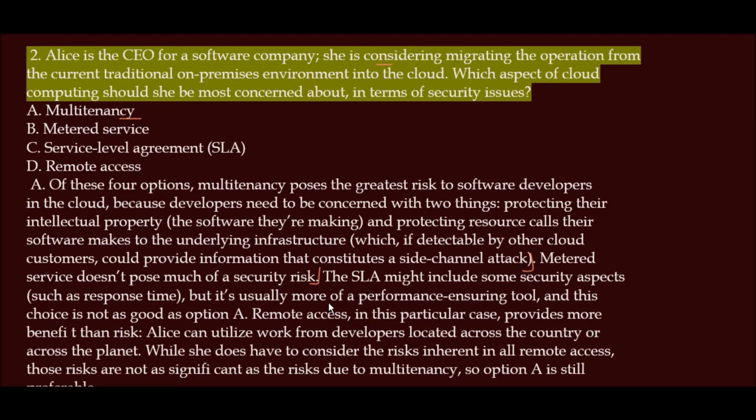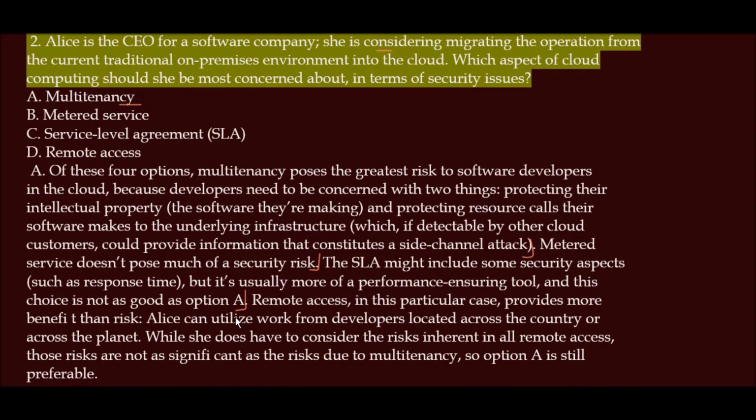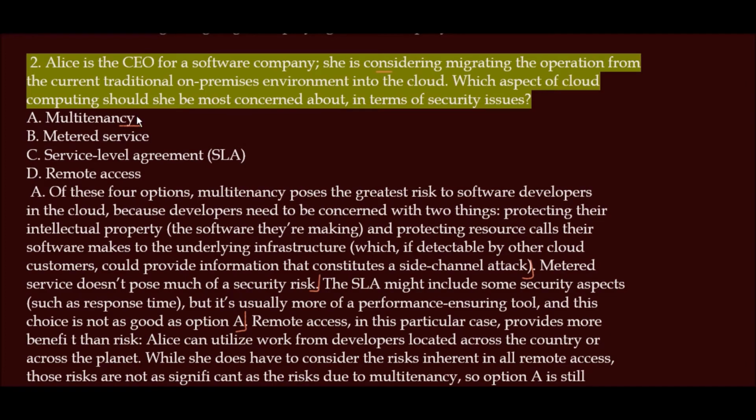If we are talking about option D, remote access, in this particular case it provides more benefits than risk. Alice can utilize work from developers located across the country or across the planet. While she does have to consider the risk inherent in all remote access, those risks are not as significant as the risk due to multi-tenancy. So guys, in this question, option A is the perfect one.